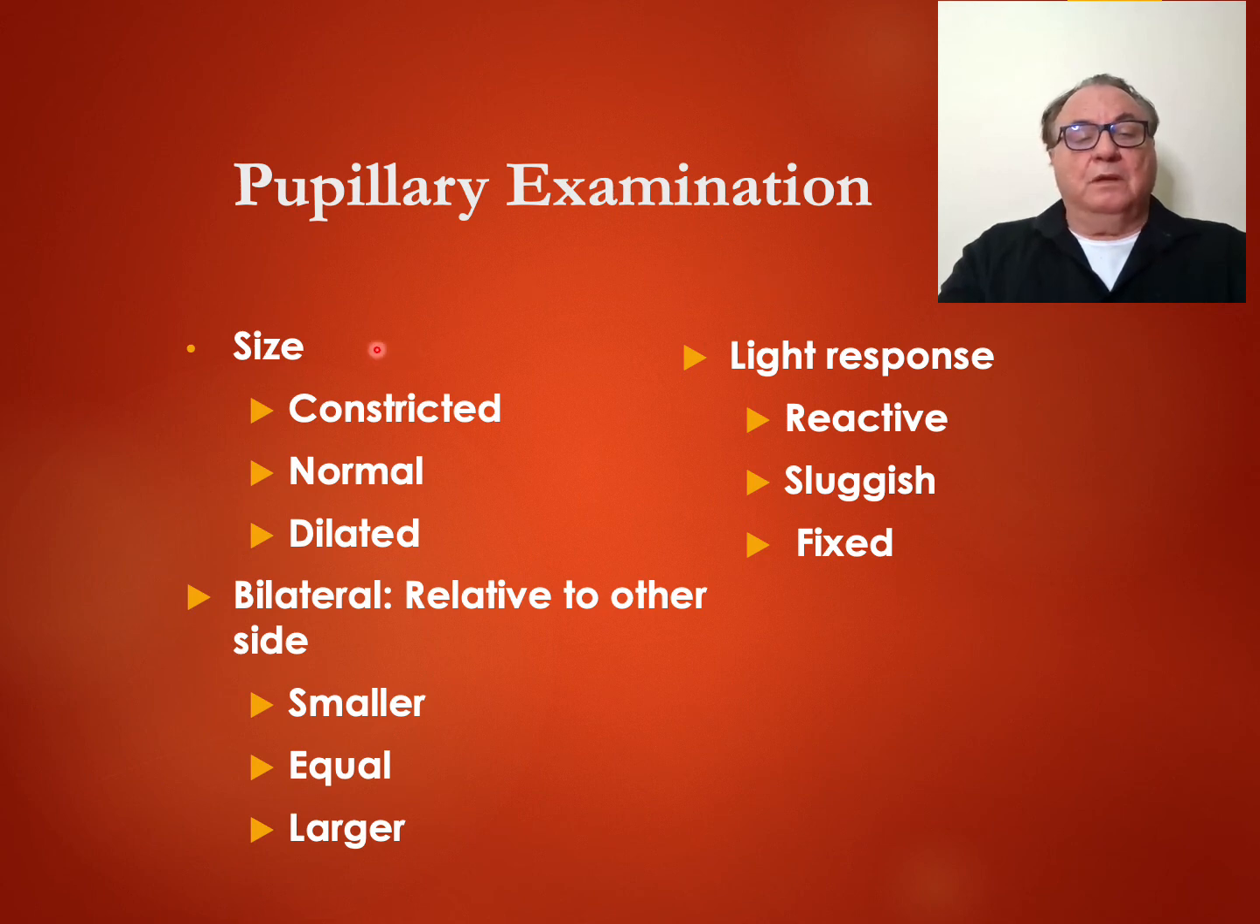Examining the pupil. You look at the size. Is it constricted? There may be drugs involved. Is it normal? Is it dilated? How do the pupils look relative to each other? Are they smaller than each other? Are they equal, or is one larger? Are they responsive to light? If so, is it very reactive, sluggish, or not responsive at all? Anisocoria is when there's a difference in size of the pupils. A unilateral dilated pupil indicates a problem on that side.